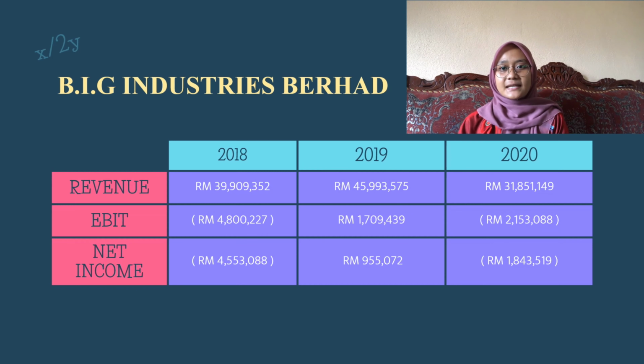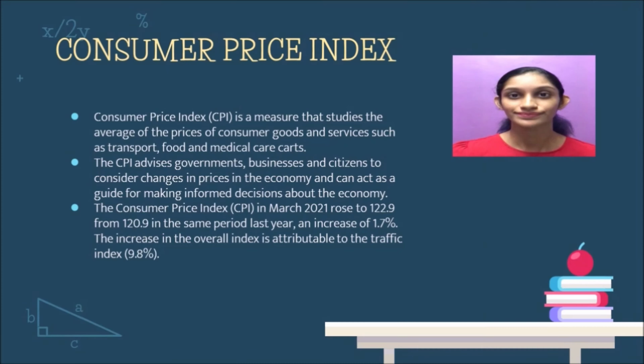Last, for BIG Industry Berhad, based on the table above, the results show fluctuation from 2018 to 2020. Next, for EBIT, only 2019 is in good condition, while 2018 and 2020 are in a loss condition. Net income is the same as EBIT, which is 2018 and 2020 are at a loss, and net income in 2019 was in profit.